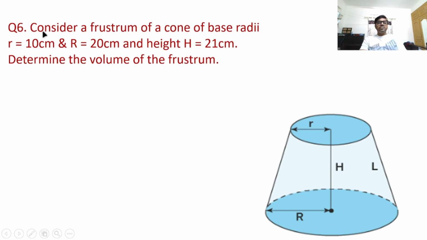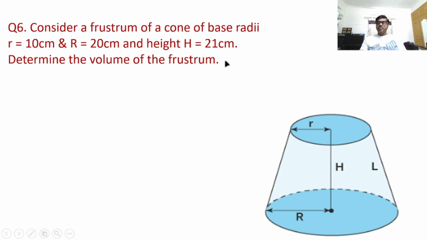Let's read the question. Consider a frustum of a cone of base radii small r equal to 10 centimeters and capital R equal to 20 centimeters, and the height is 21 centimeters. Slant length is not given. Determine the volume of the frustum.